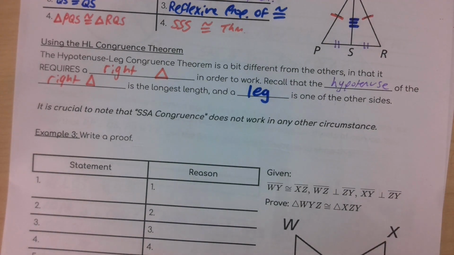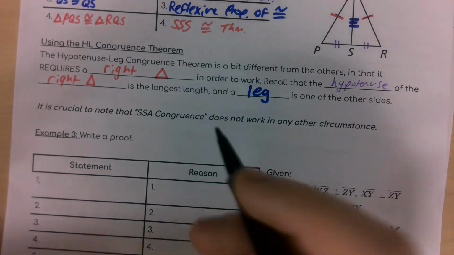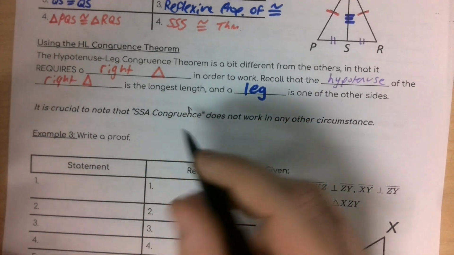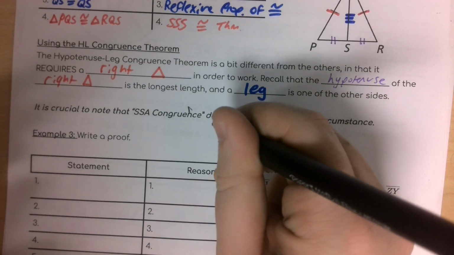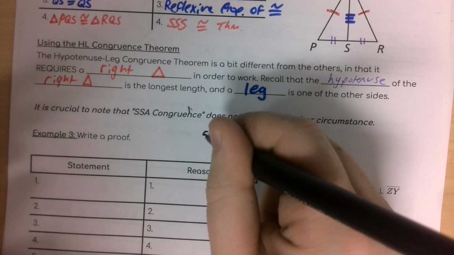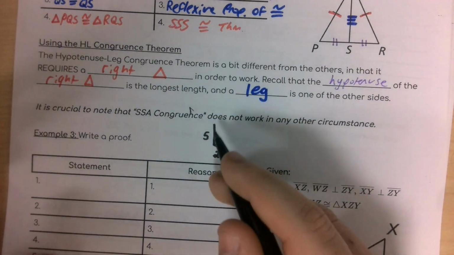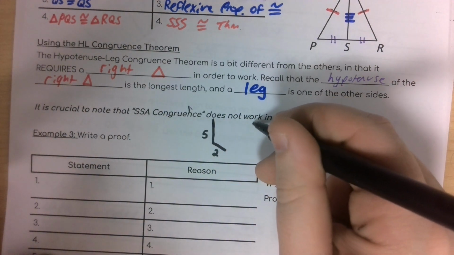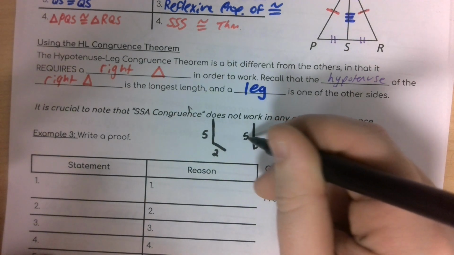It is so super important to note that this type of congruence does not work in any other circumstance unless it is a right triangle. We have sometimes called this idea side-side-angle congruence, and it does not work unless it's a right triangle. Let's say you've got a triangle with a longest length of 5 and a smaller length here of 2, and another one with a longest length of 5 and a smaller length of 2 like this.